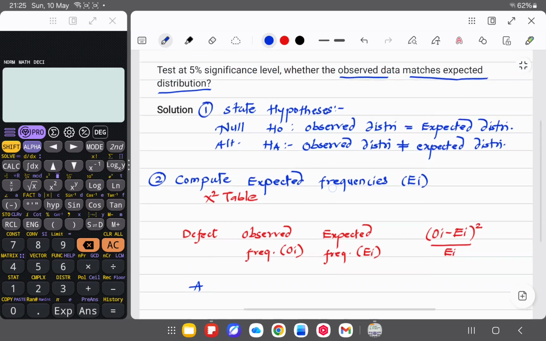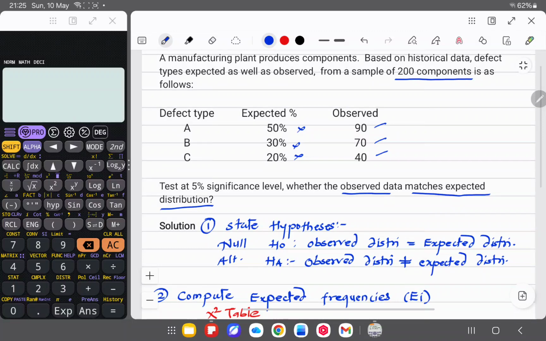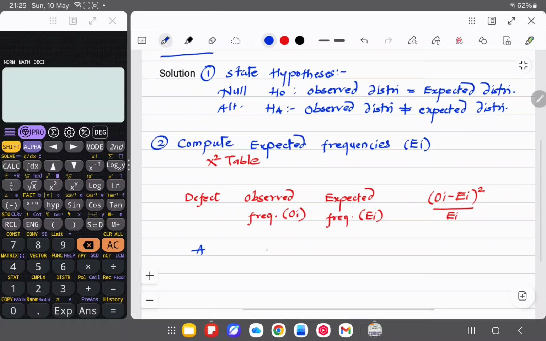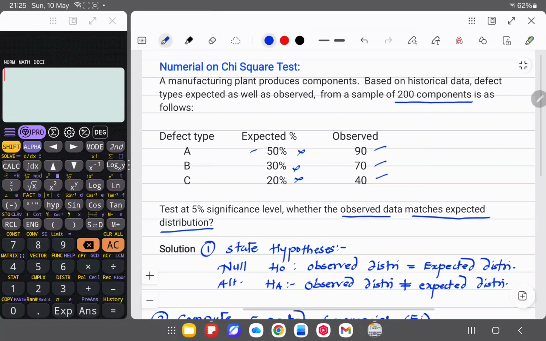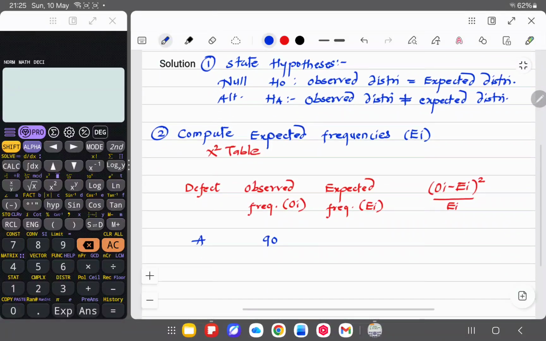For defect A, as we can see, the observed frequency is 90. So we will write it down, 90. Expected frequency for defect A is 50%. Remember, this 50% will be of these 200 components. So this is 50% of 200 components. That computation will tell us that 100 are the expected defective parts having defect A.